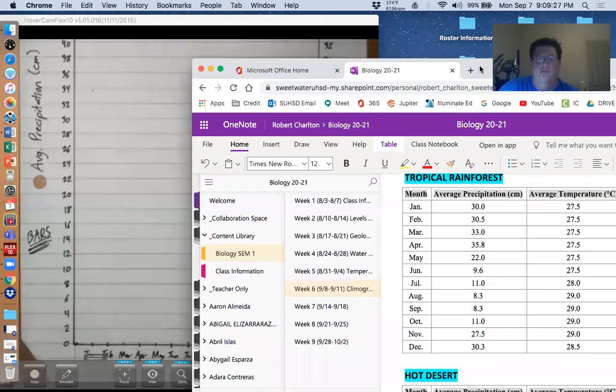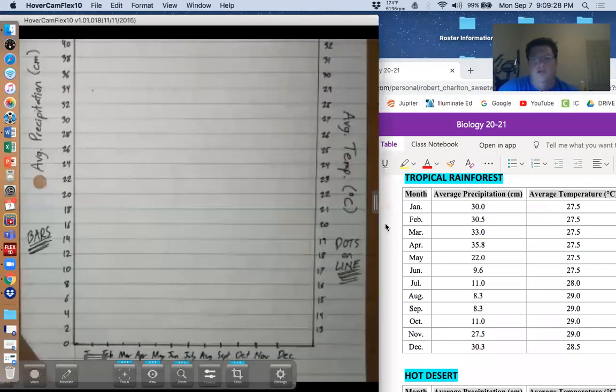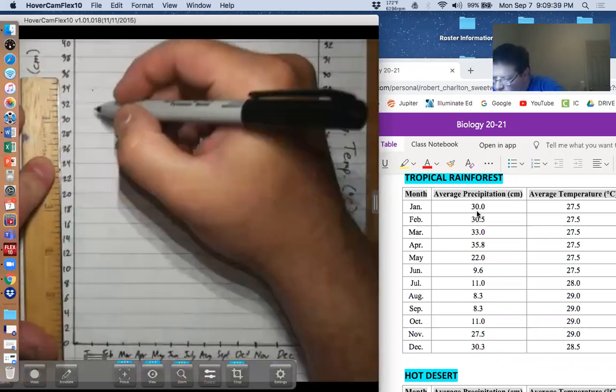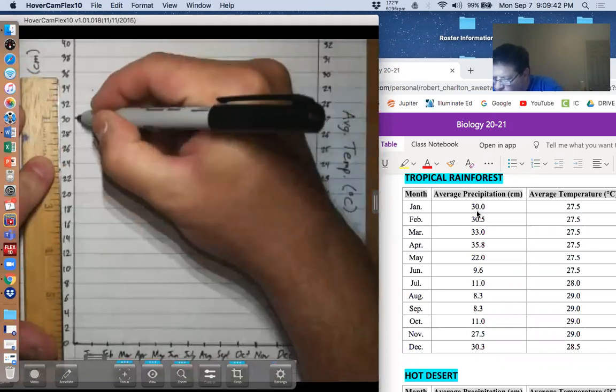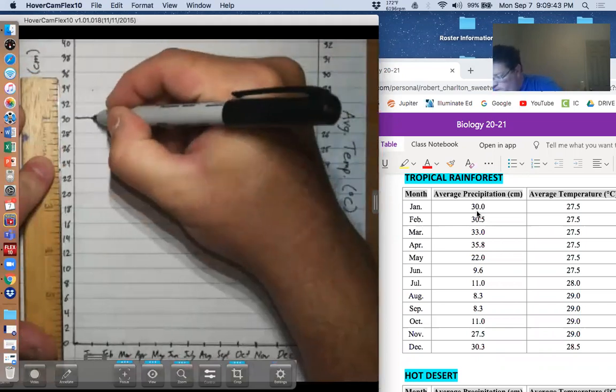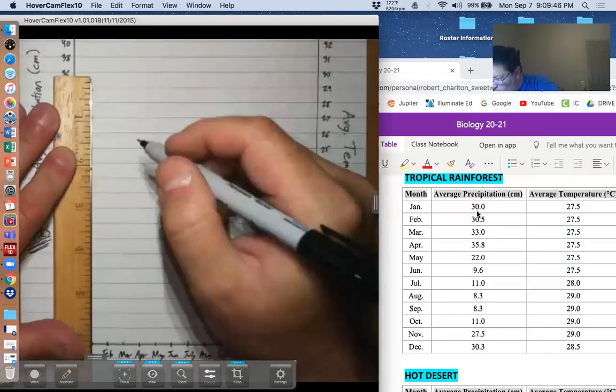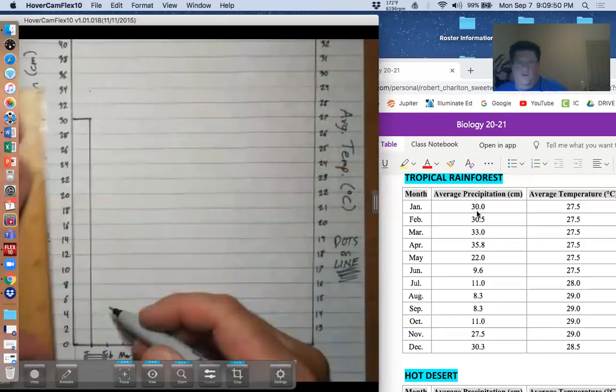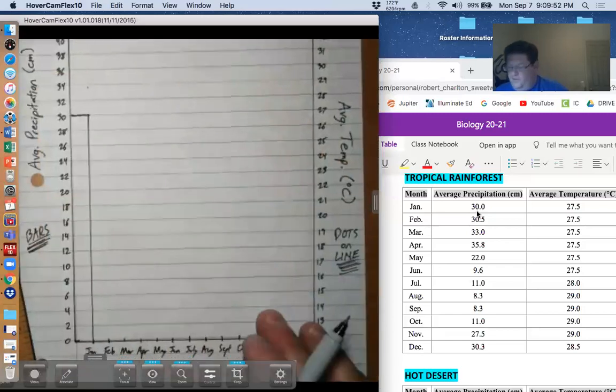Put our data full so we can see both sets of data. Okay, so here's how this goes. Remember, precipitation is bar graphs. So when I come to January, I see 30. I'm going to go all the way up to 30. 30 is right here. So I want to make a bar. Connect that. So that first one is January.